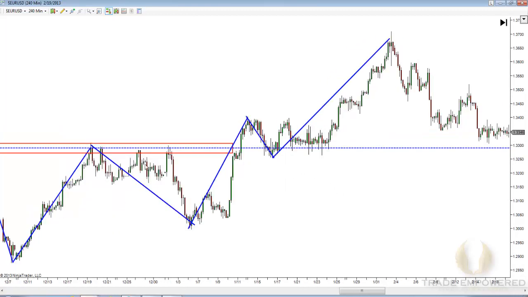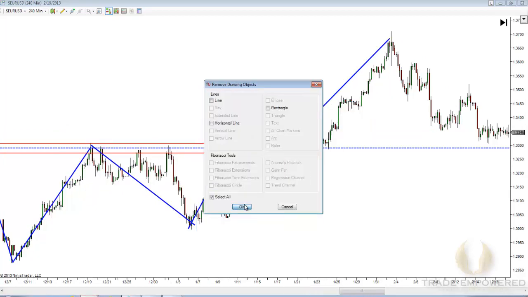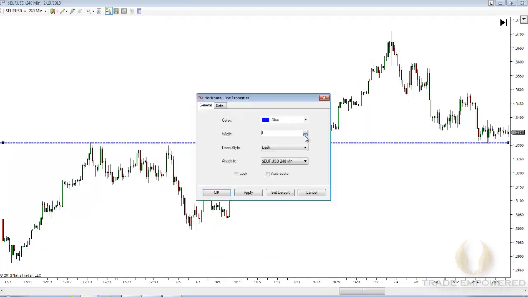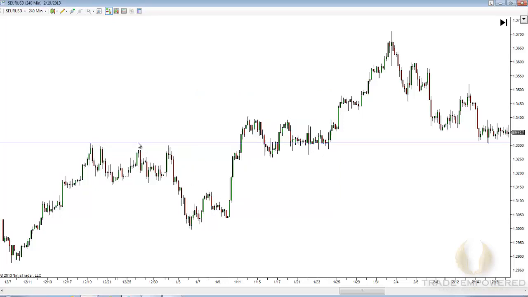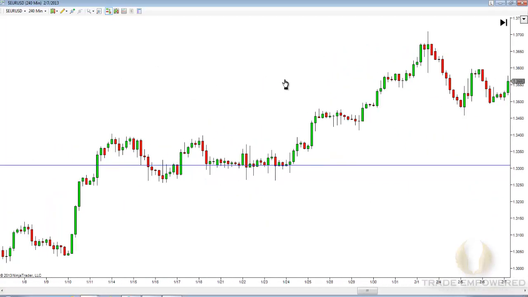You can see, let's delete all this. If I bring my wick right to the top of this candle, and let's make this thin, which is our previous structure high, our resistance level, which is now going to act as support once it's broken. Look at these candles. Look how price action reacts at this level.